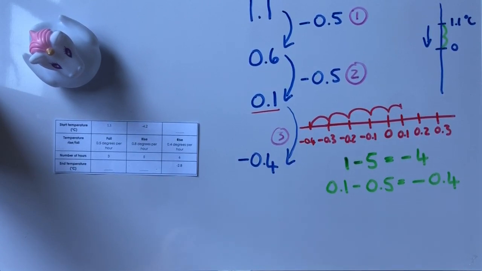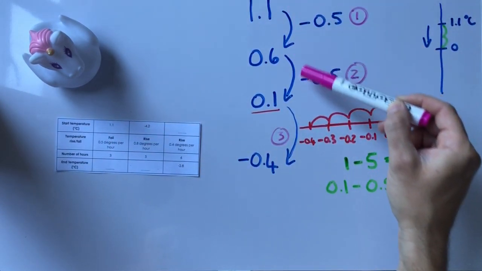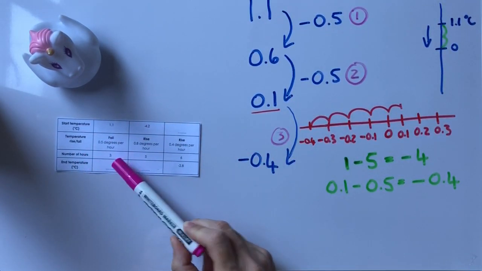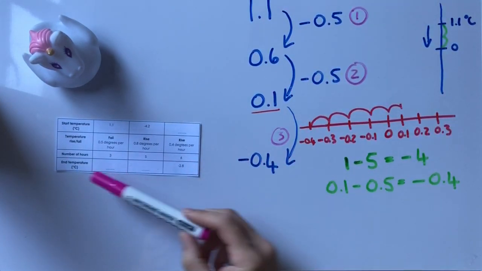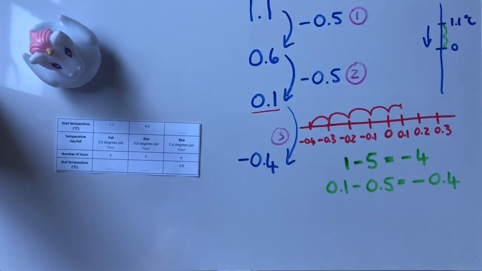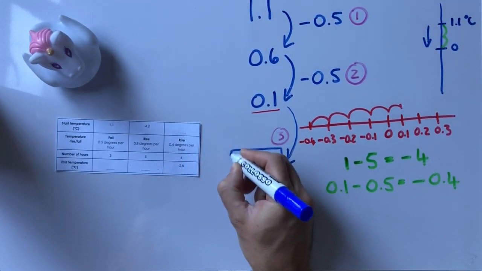So let's just check. Our start temperature was 1.1. We fell, which is what we did. Number of hours was 3, so this was 1, 2, 3, which is correct. So what will our end temperature be? Very easy. Negative 0.4.